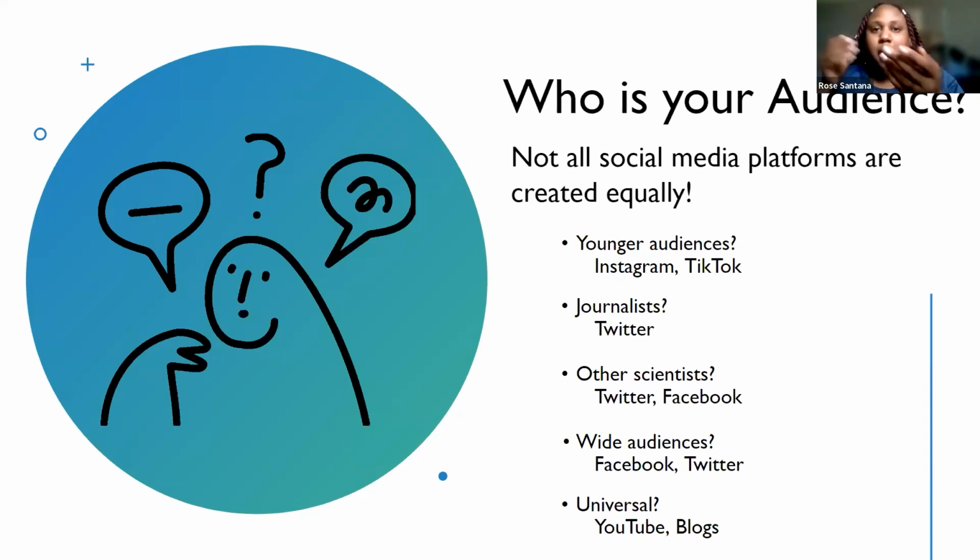For example, if you're trying to reach a younger audience, you're more likely to be inclined to use something like Instagram or TikTok. If you're trying to reach other scientists, a lot of them tend to hang out on Twitter and Facebook. Journalists, if you want to get your science out there in front-page news articles, tend to mostly occupy the Twitter space.